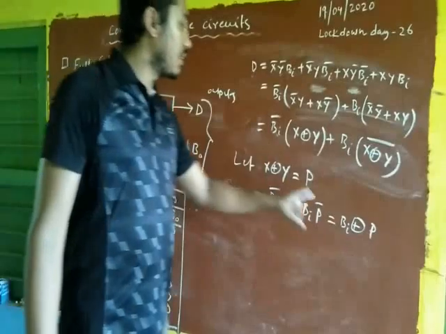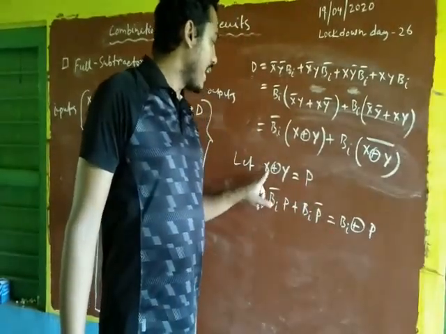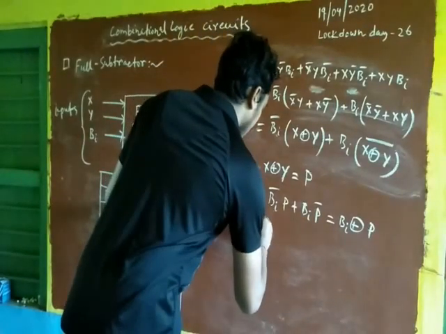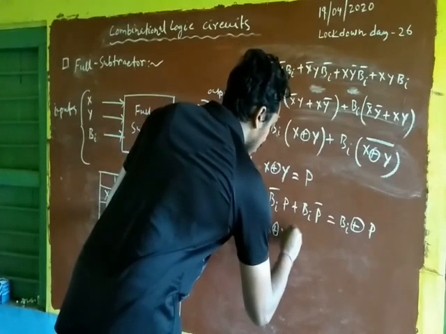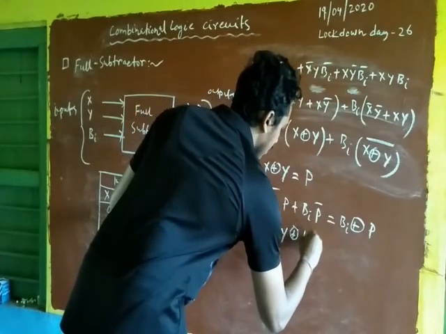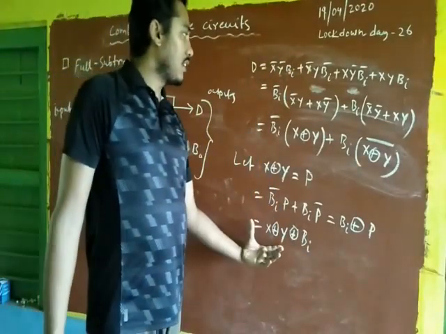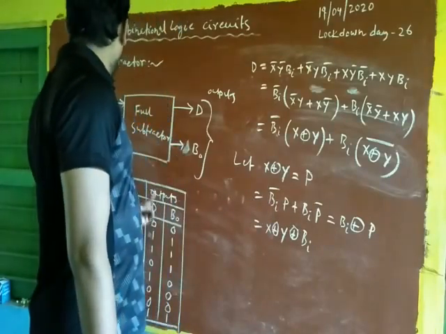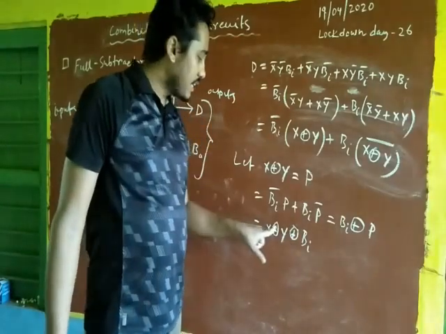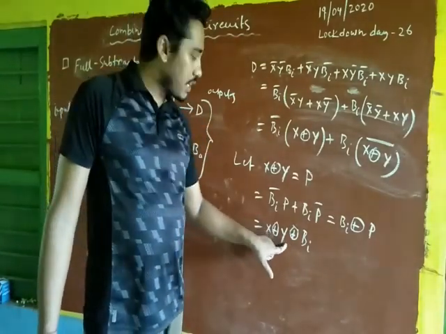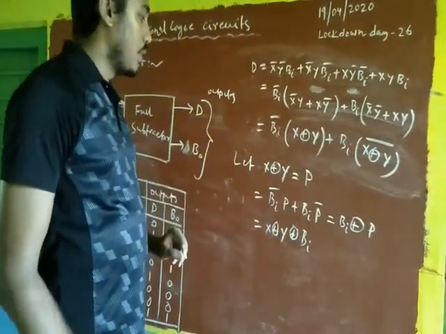Okay, now if we put the value of p here, so p is XOR of x and y. So finally after putting this value of p, we will get x XOR y XOR bi. Okay, so this is the expression for the difference output of full subtractor, that is x XOR y XOR bi. X is the minuend, y is subtrahend, and bi is the borrow input. Okay, borrow input of the full subtractor.